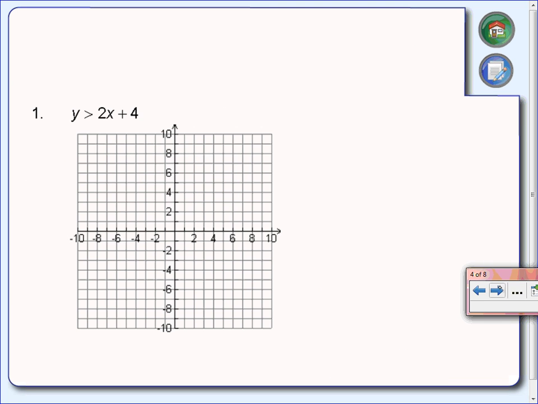All right, let's turn the page. We've got a couple more examples to look at. Number one, y is greater than 2x plus 4. It's already in slope-intercept form, so we can go ahead and start graphing it. 4 is our y-intercept. 2 is our slope, so we're going to rise 2, run 1. I'm going to go ahead and reverse the pattern, going down 2 over 1, down 2 over 1. The more points, the better.